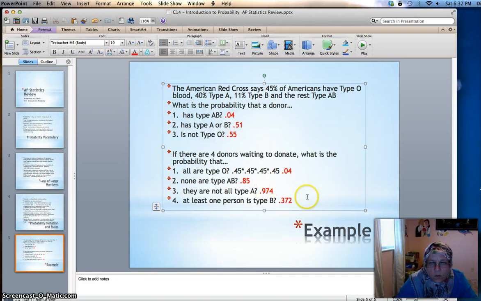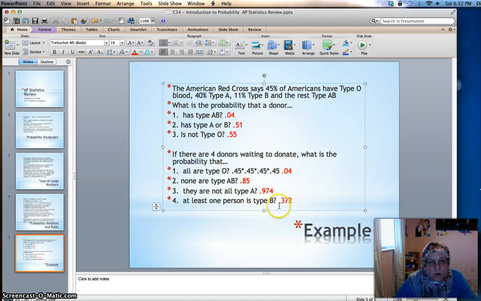So I'm saying, okay, what does the first person have to be? Well, if they're not all type A, that first person could be type A, but not necessarily. And so then I'm thinking, oh, maybe I want to use a complement rule. Is that possible here? Well, not all type A. The opposite of not all type A would be that they are all type A. And so then I can go from there.